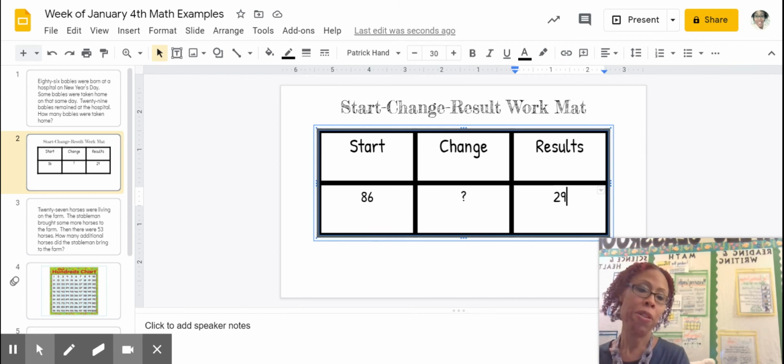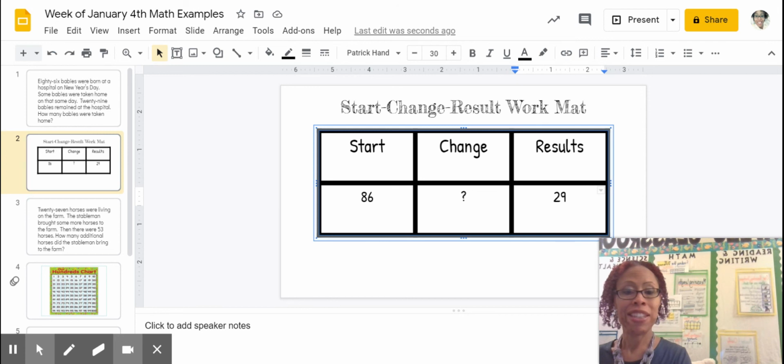So we can do a couple things with this. We can start at 29 and count up until we get to 86. We can start at 86 and count back until we get to 29. We can use many different methods to find the unknown. Stay tuned for how to use the open number line to solve this problem.